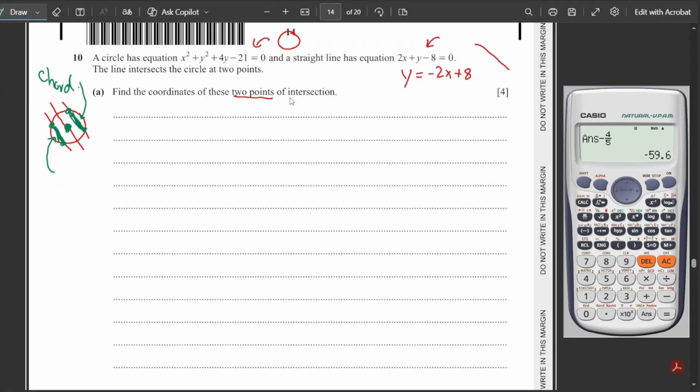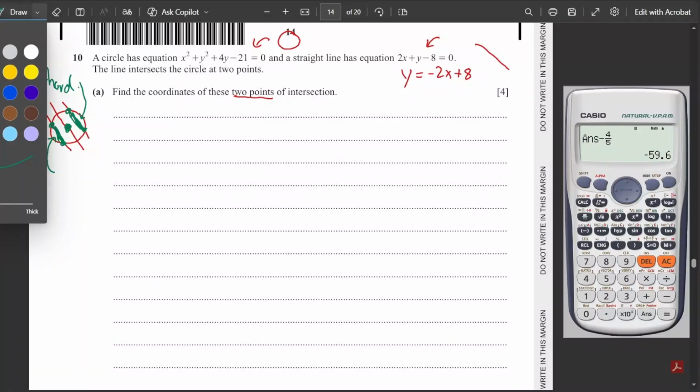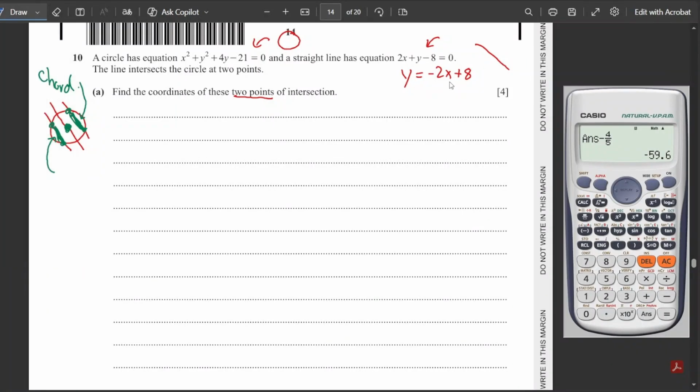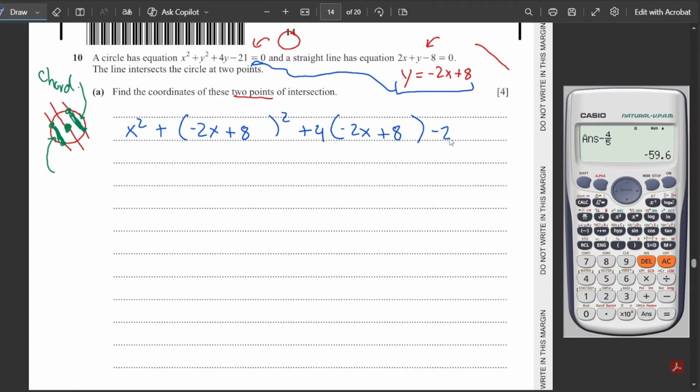What we have to do is find those 2 points of intersection. So the easy way to do this is to use the method of substitution. You start off with the equation of the line, which I basically have over here. I turn it into the y equals mx plus c form, and just take this equation and substitute it into this circle equation. So you're going to get a merged equation, and that merged equation basically gives you the points of intersection. So I have x squared plus y squared, so y is minus 2x plus 8 squared, plus 4y, which is minus 2x plus 8, and then minus 21 equals 0. Okay, let's try and solve this now.